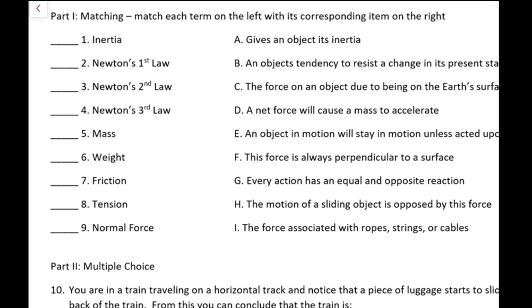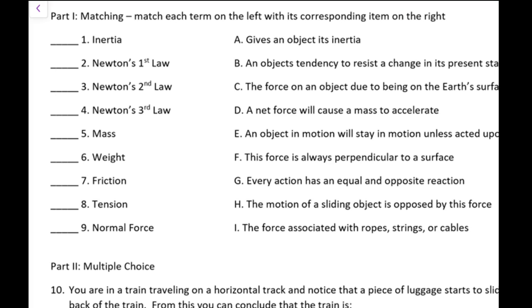All right, and then the last video I'm going to do is the review of forces, so midterm review for the forces and Newton's laws. The first part of this review has a matching section. I'm only going to highlight a couple of them. I don't want to go through all of them again in detail.